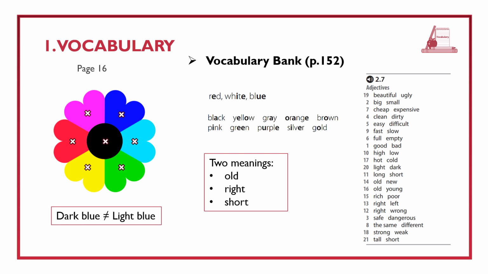Then we have right. So we have two hands. We have a right hand and a left hand. Or sometimes some information can be right or wrong. For example, maybe you took a test and one of your answers was not right. So that means it was wrong. Then we have short. So sometimes short is the opposite of long. For example, a long ruler or a short ruler. And sometimes it is the opposite of tall when we describe people. For example, Mary is very tall or she is very short.